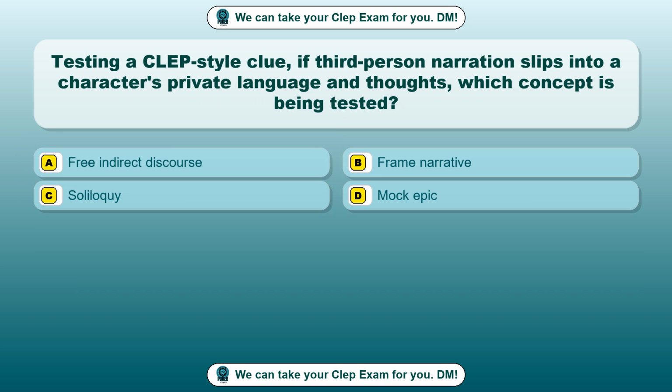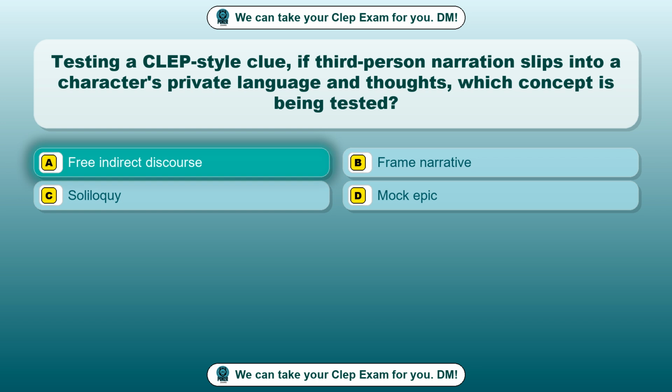Question 80. Testing a CLEP-style clue, if third-person narration slips into a character's private language and thoughts, which concept is being tested? Option A, free indirect discourse. Option B, frame narrative. Option C, soliloquy. Option D, mock epic. The correct answer is option A, free indirect discourse.